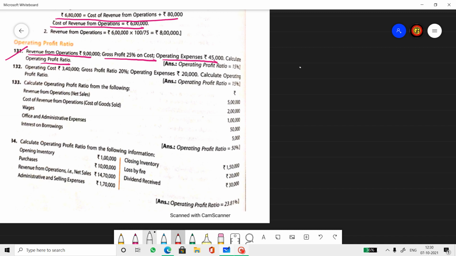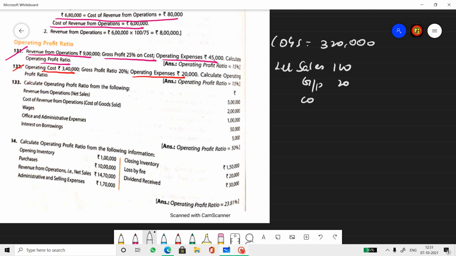Next question. Operating cost is given and operating expense is given. So what will be cost of goods sold? Cost of goods sold is equal to operating cost minus operating expenses. So 3,40,000 minus 20,000 will be 3,20,000. Gross profit ratio is 20%. When they simply say gross profit ratio, it is calculated on sales. Okay, so gross profit 20% on sales. So we take sales as 100 here. Let sales be 100. Gross profit will be 20 then. So cost will be 80 rupees. Again, variation.